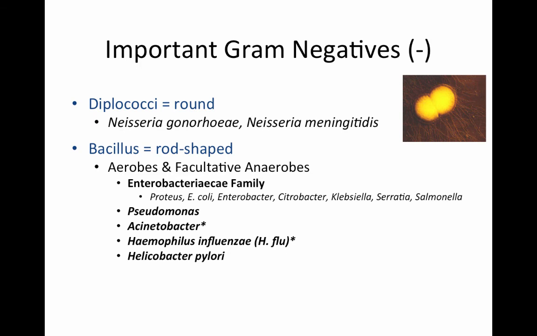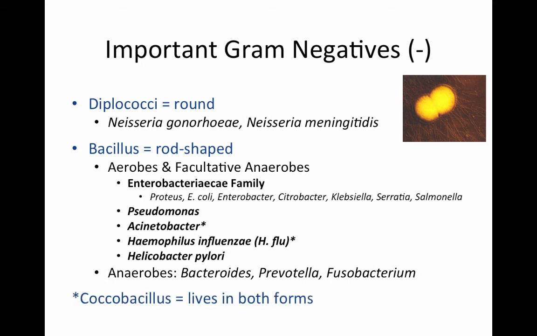Acinetobacter, Haemophilus influenzae, or as many people call it, H. flu, and Helicobacter pylori. These are all gram-negative rods that are aerobes. Anaerobic gram-negative rods include Bacteroides, Prevotella, and Fusobacterium. The little star next to the Acinetobacter and the H. flu means that these can also present as coccobacillus, meaning in both forms. So you can see them both as coccus and as rod-shaped or bacillus.